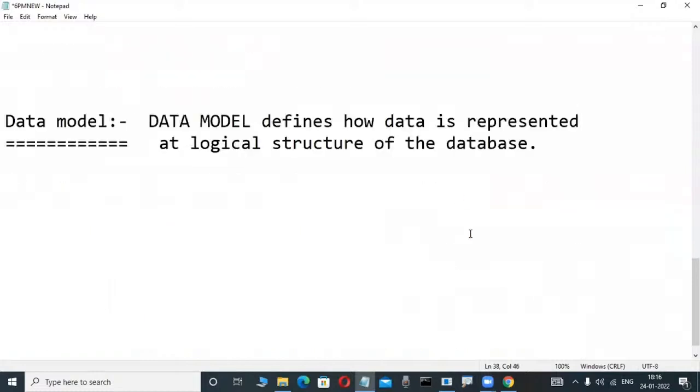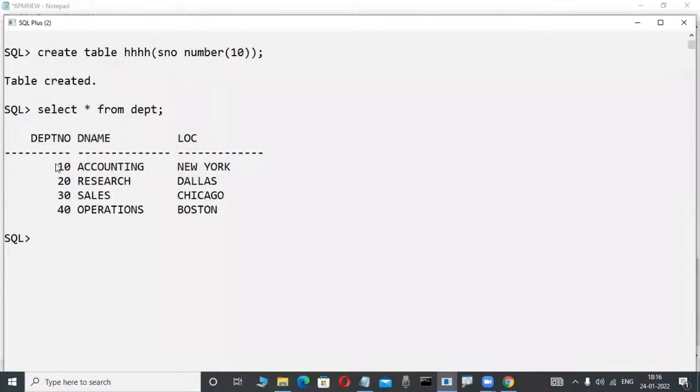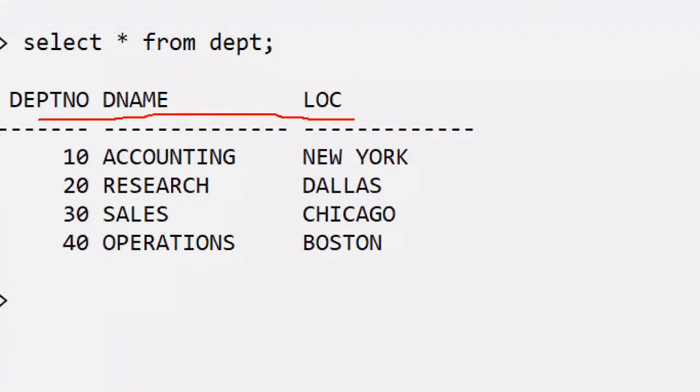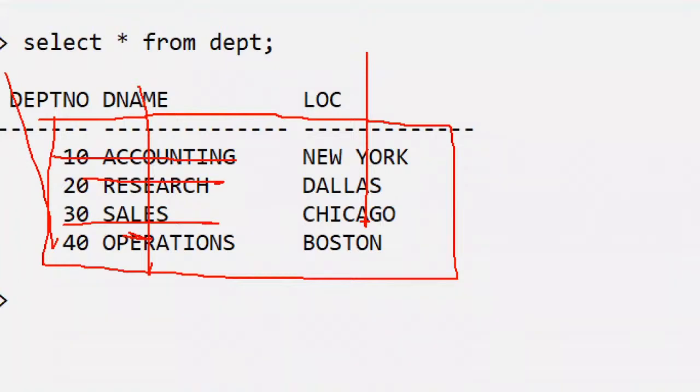Very good. Now in this database, how is data represented? In the format of records. Unfortunately, these collections of records are in matrix format only. That's why always observe here: whenever there is a logical structure, how is data represented at a logical structure? In a matrix format, rows and also columns. That's why this is a data model, how data is represented at a logical structure.